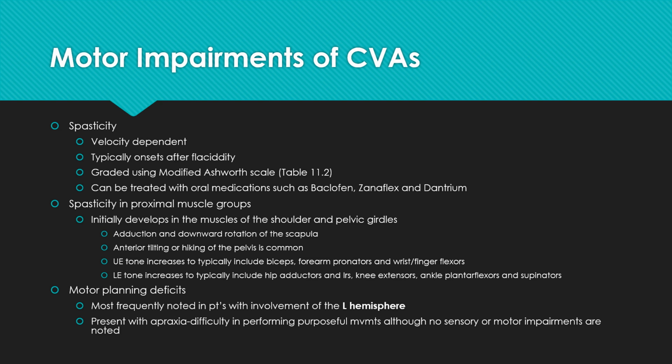Spasticity in proximal muscle groups initially develops in the muscles of the shoulder and pelvic girdles, so we get adduction and downward rotation of the scapula. Anterior tilting or hiking of the pelvis is common. Upper extremity tone increases to typically include the biceps, the forearm pronators, and the wrist and finger flexors. And that's that CVA position.